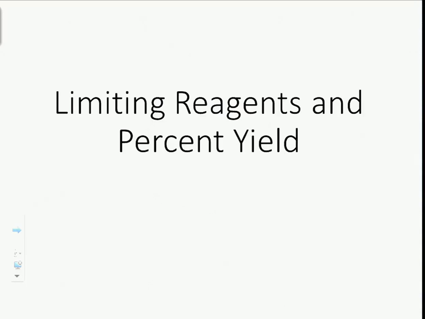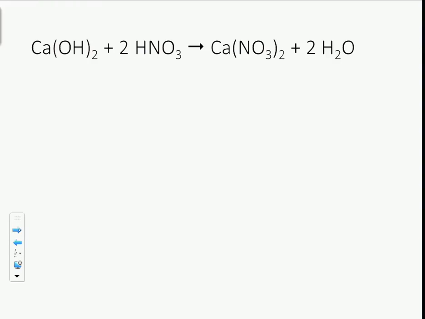Today we're going to talk about limiting reagents and percent yield. For our examples for today, we're going to use the same chemical equation that we talked about in our previous lecture. With this equation, you have 1 mole of calcium hydroxide reacting with 2 moles of nitric acid to produce 1 mole of calcium nitrate and 2 moles of water.